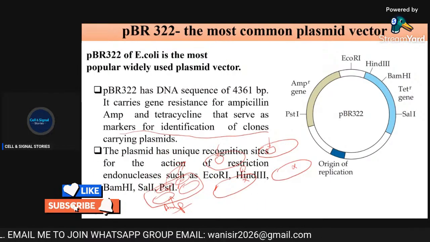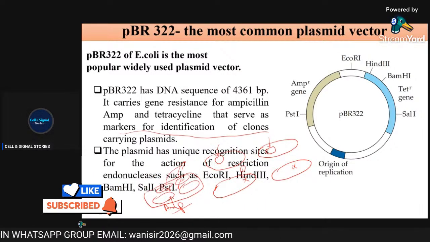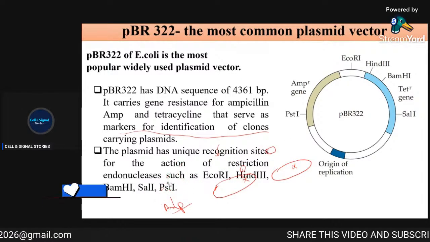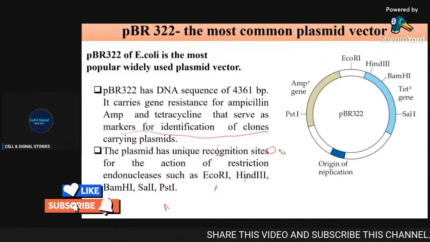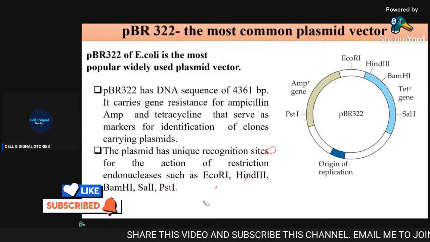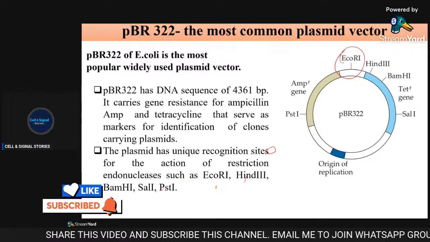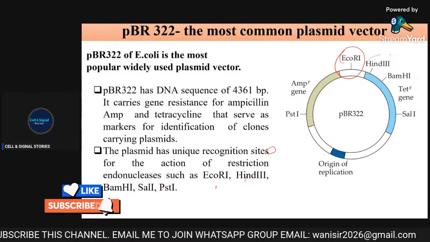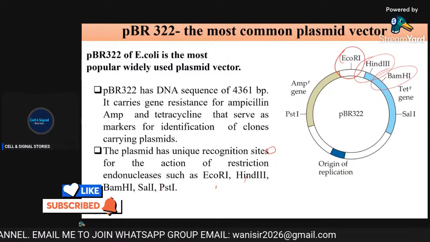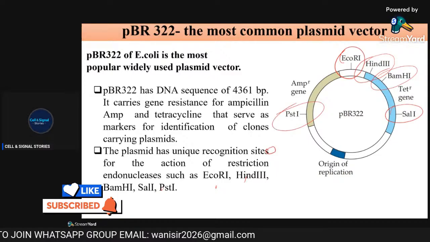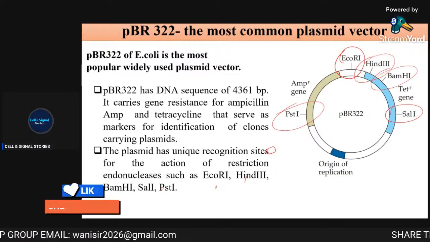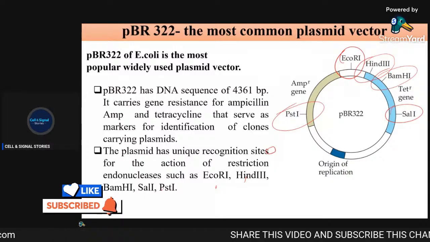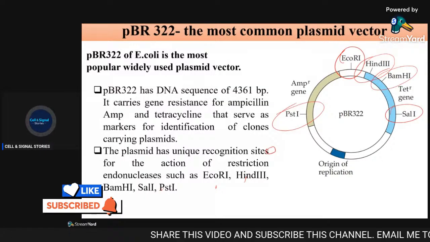Now, the plasmid's unique recognition sites. This plasmid also has unique recognition sites for the action of restriction endonucleases. So, what are those sites? You can see they are the EcoRI site, where the EcoRI restriction endonuclease cuts, then HindIII, BamHI, SalI, and PstI. They will cut at these sites, and we can use all these restriction endonucleases to cut this vector and insert the gene of interest into it.